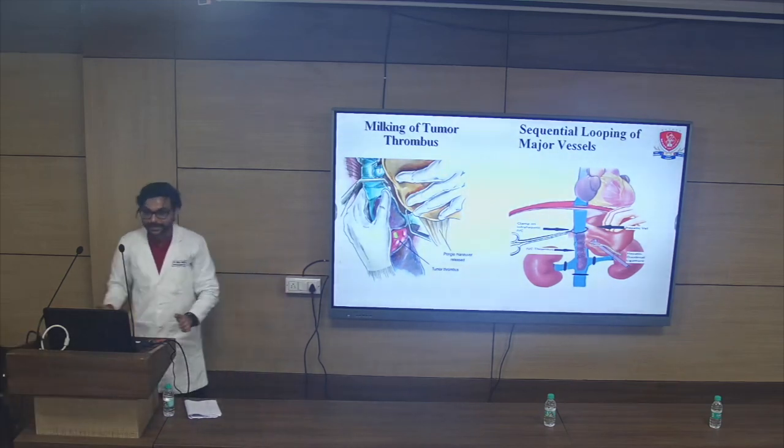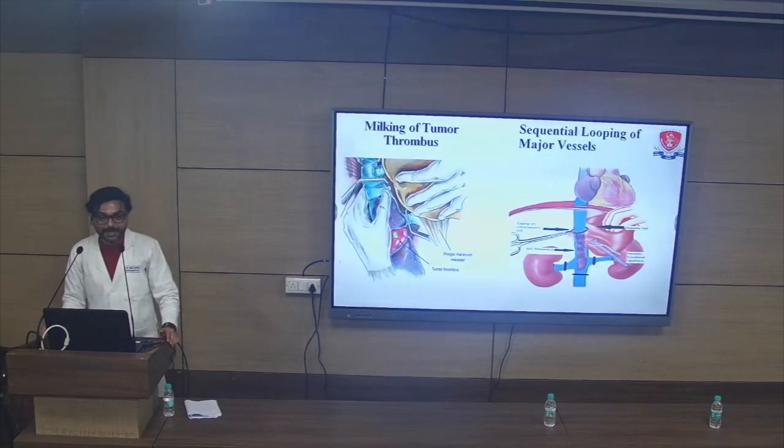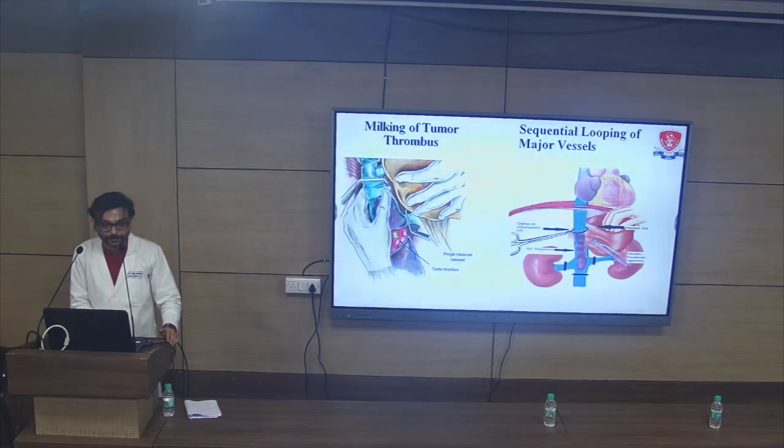We are very thankful to the CTVS team who agreed to be on standby intraoperatively. After the milking of the tumor thrombus, sequential looping of the major vessels was done, which were the suprarenal IVC, infrarenal IVC, right renal vein and the left renal vein. So after sequential looping of the major vessels, we have to address this IVC tumor thrombus.